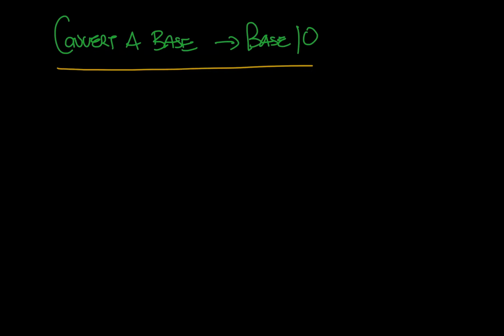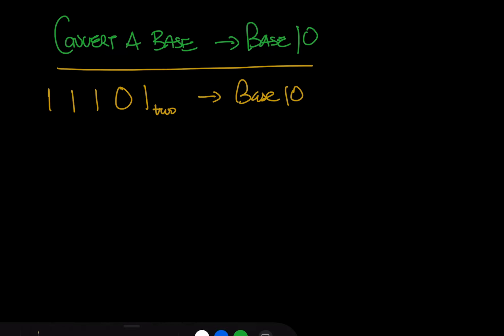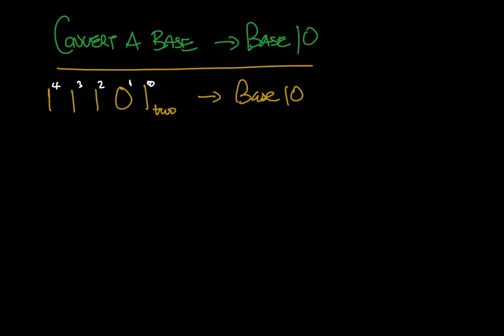Now let's imagine that we have 1, 1, 1, 0, 1, and it's in base 2. And we are being told to convert it into base 10. Can you see that? So the first thing we do is always to start from here and give a 0 here. Count numbers from that side. So this is 0, this is 1, this is 2, this is 3, and this is 4.